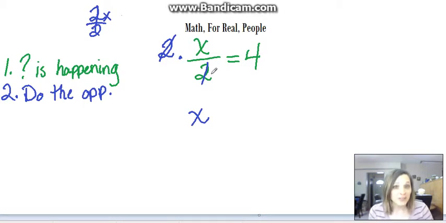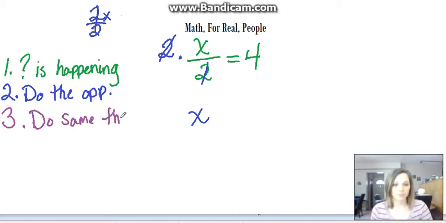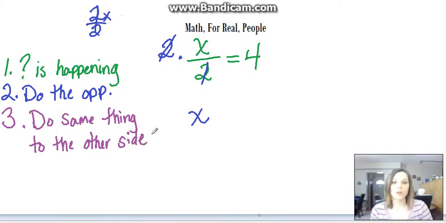Now remember, you can't just leave it like this and say x equals 4. That doesn't make any sense. The equal sign was set there. It was like a balance. So remember, it's like a balance. If you add something, you have to add it to the other side. If you subtract it, you subtract it from the other side. As long as they're equal, it doesn't matter. So we say, well, we multiplied this by 2, so we need to do the same thing to the other side. So we multiply the other side by 2. And we get x is equal to 8.